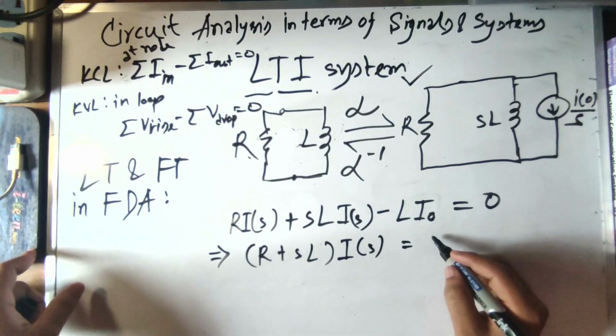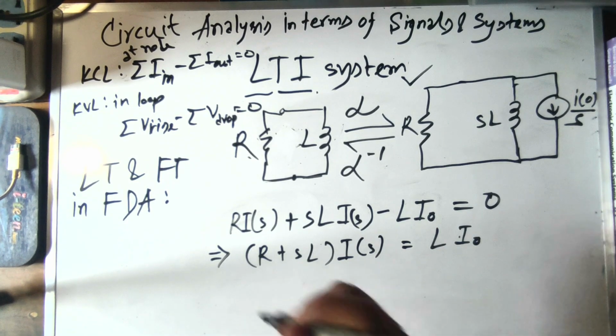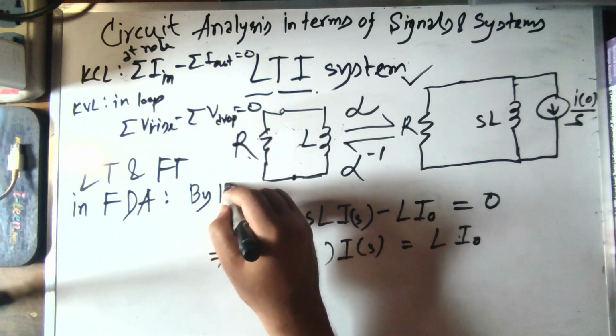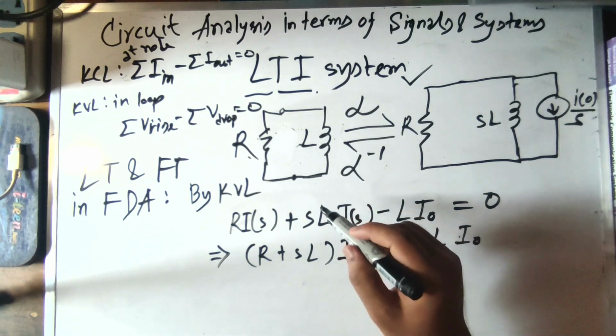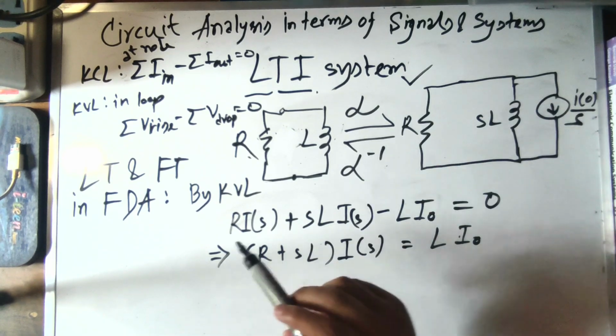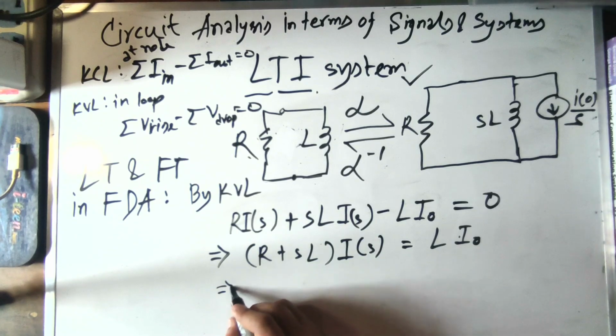Now if we transfer this L I0, this is the basic by KVL. This is voltage and this is current. My initial current with L is a voltage. This is KVL in FDA. Obviously you can also use KCL; it will be your homework. Analyze the RL circuit as an LTI system using KCL. So let us solve this.